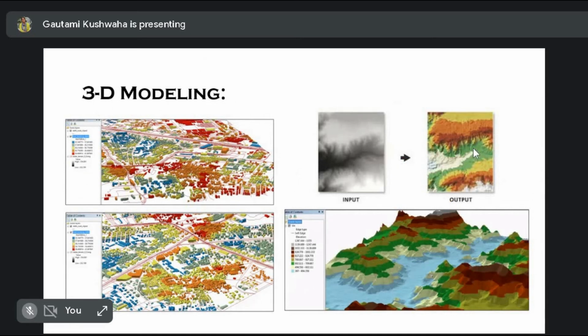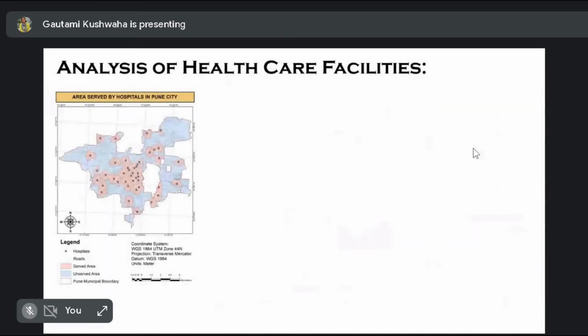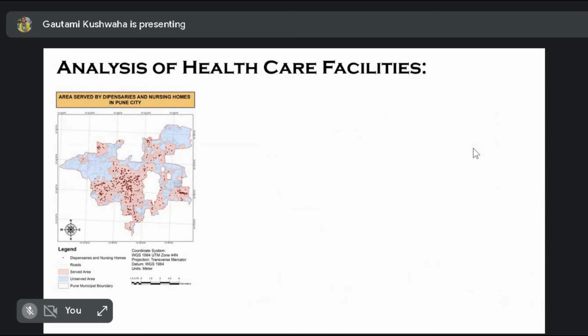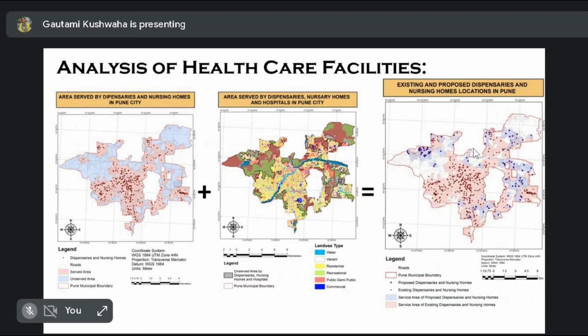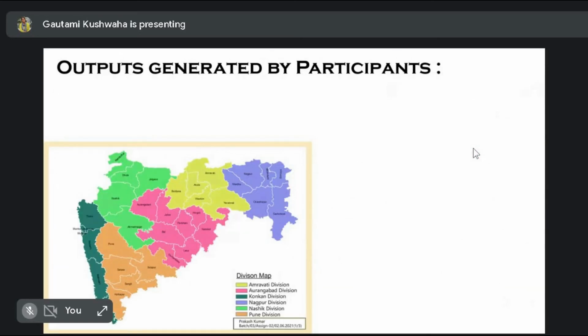These are the examples of 3D models which we generated. And this one is the analysis for healthcare facility in Pune city, where we plotted the service area of hospitals and nurseries or dispensaries in the city, and where you can propose new locations to serve more people.